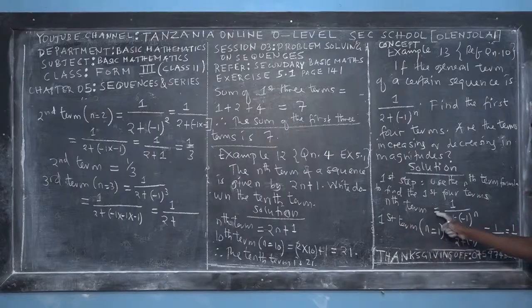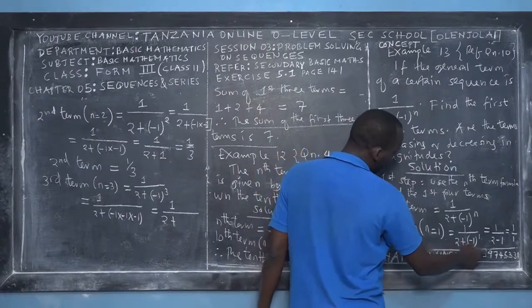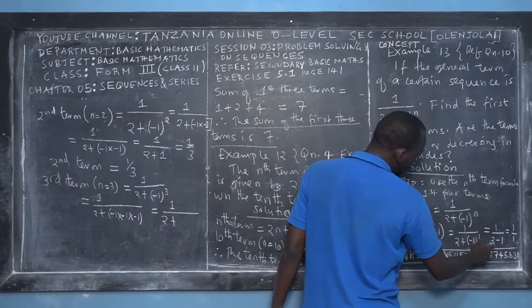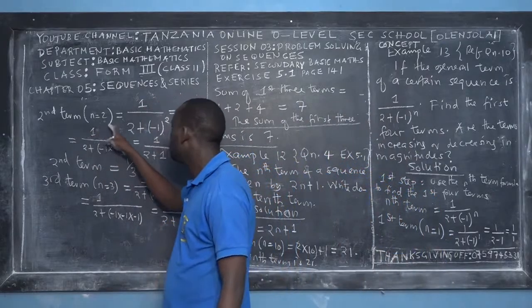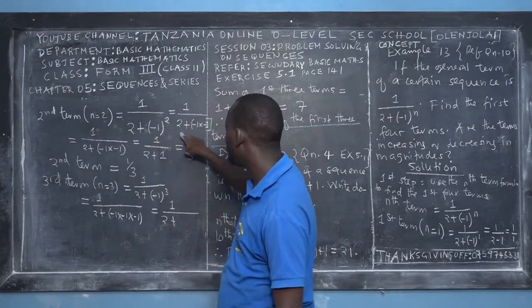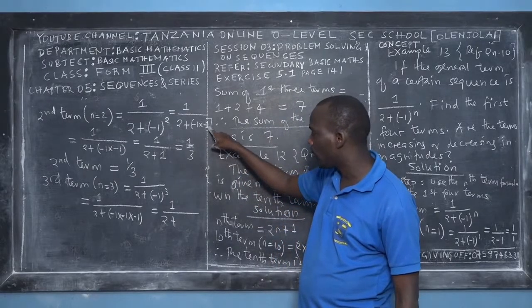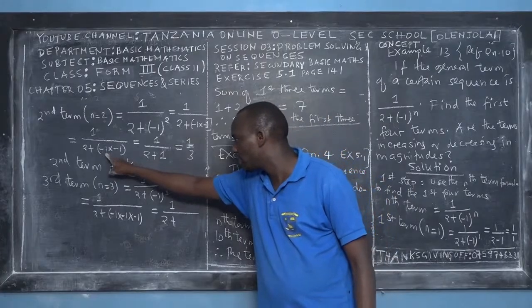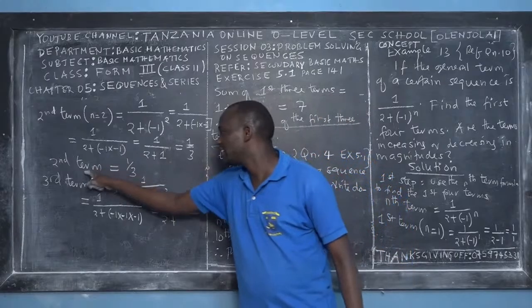So the first term is when n is equal to 1. So this is the formula. It is equal to 1 over 2 plus negative 1 power 1. So if you do this manipulation, negative 1 power 1 is negative 1. So it will be 1 over 2 minus 1, so it's equal to 1 over 1. The second term is when n is equal to 2. So we substitute 2 here. So 1 over 2 plus negative 1 power 2. So this will make 2 plus negative 1 times negative 1. So negative 1 times negative 1 is positive 1. So 2 plus 1 is 3, so 1/3. So the second term is 1/3.